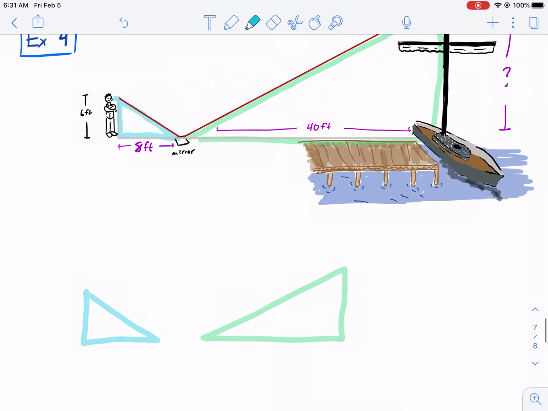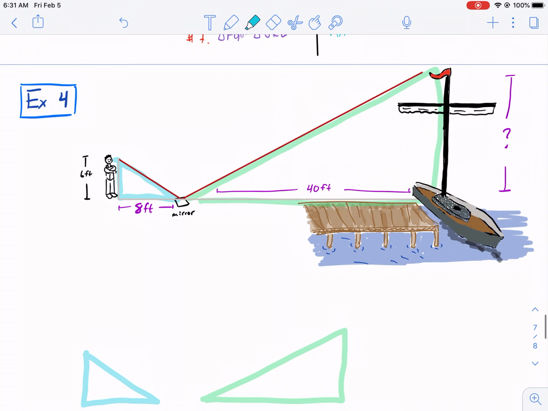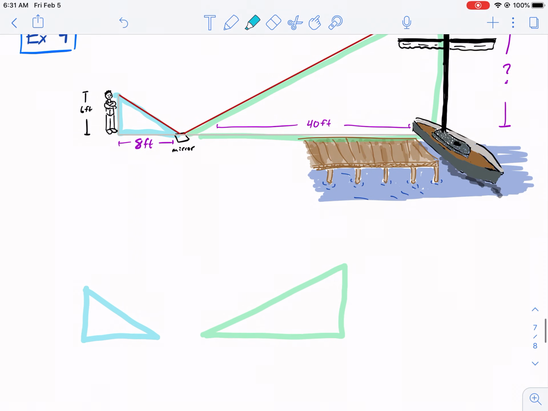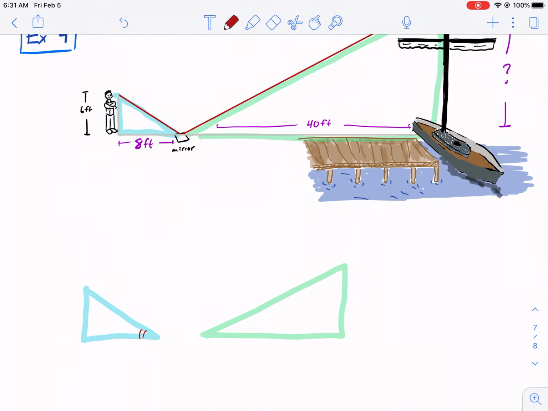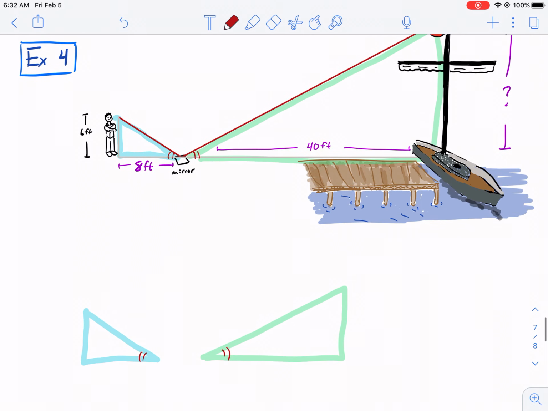All right, now what do we know about these triangles? Well, we know that if there's a mirror, that these two angles are congruent. Okay, that's one of the first things we need to know. This mirror makes those two angles congruent right here because it bounces off at exactly the same angle. The other thing we got to assume here is that this person's standing straight up, perpendicular from the ground, and this boat's mast is perpendicular from the ground. Otherwise, it's not a very good boat, okay? So we got to assume this.